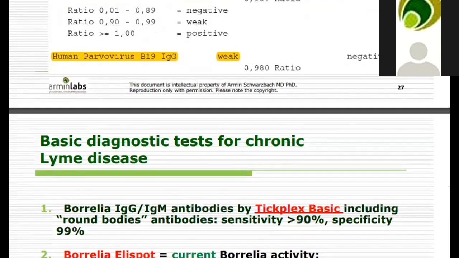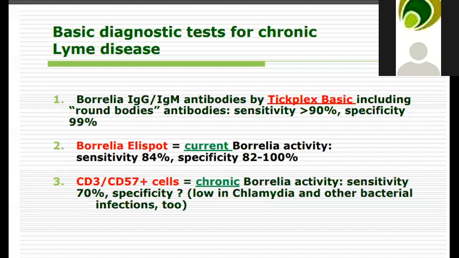The basic diagnostic test for chronic Lyme disease, in my opinion, should aim the round bodies by Tickplex basic, because we reach really really high sensitivity. I think sensitivity is around 95%. Specificity should be around 99%. So it's not 100% specific, but nearly 100% specific.